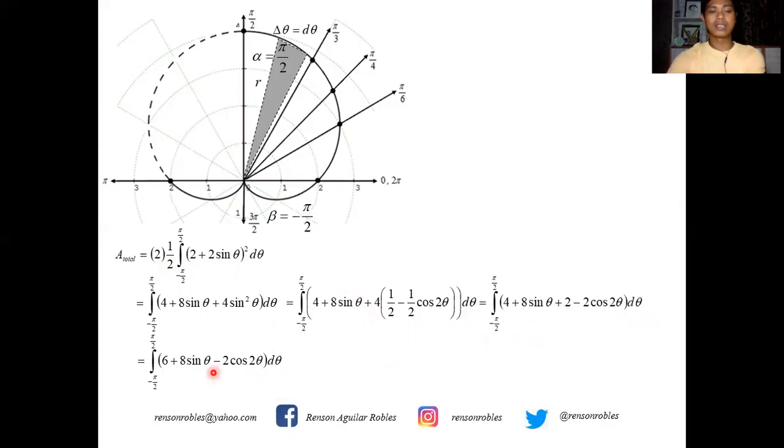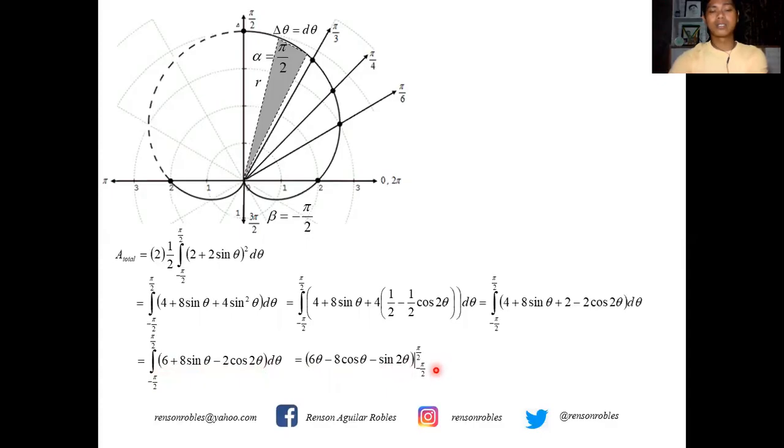So integrating 6 d theta is 6 theta, for 8 sine theta the integral is negative 8 cosine theta, and the integral of this is negative sine 2 theta. So you'll have 6 theta, that's the integral of 6 d theta, minus 8 cosine theta, that's the integral of 8 sine theta d theta, minus sine 2 theta, that's the integral of negative 2 cosine 2 theta d theta. For cosine 2 theta d theta, the integral is 1/2 sine 2 theta times negative 2, that is negative 1.